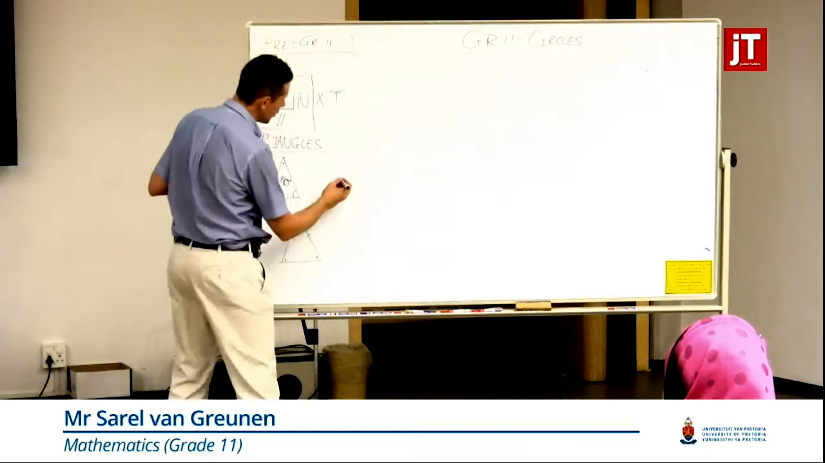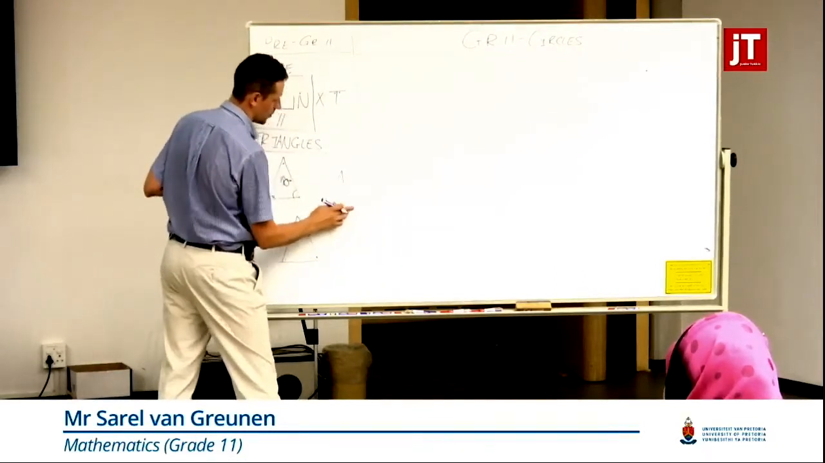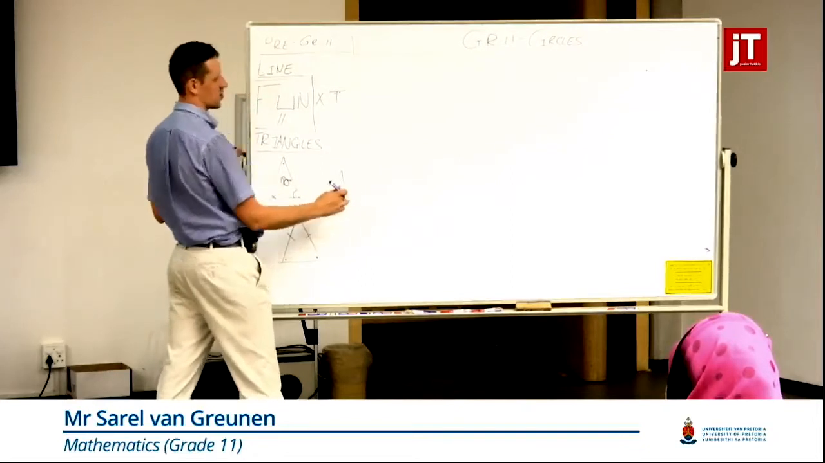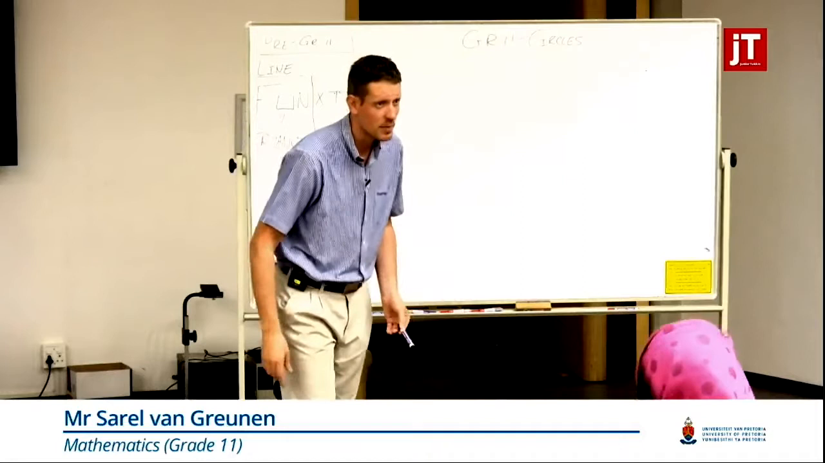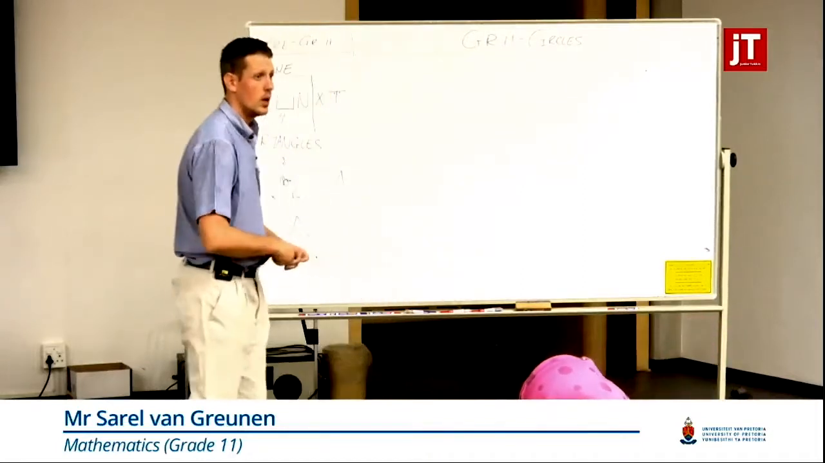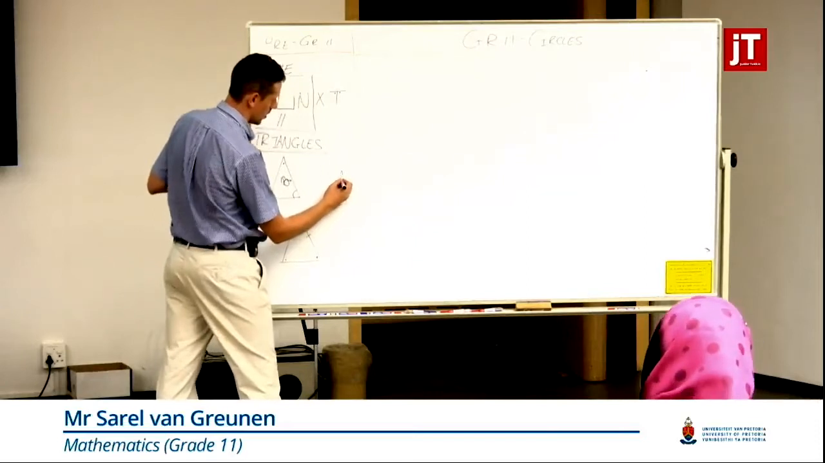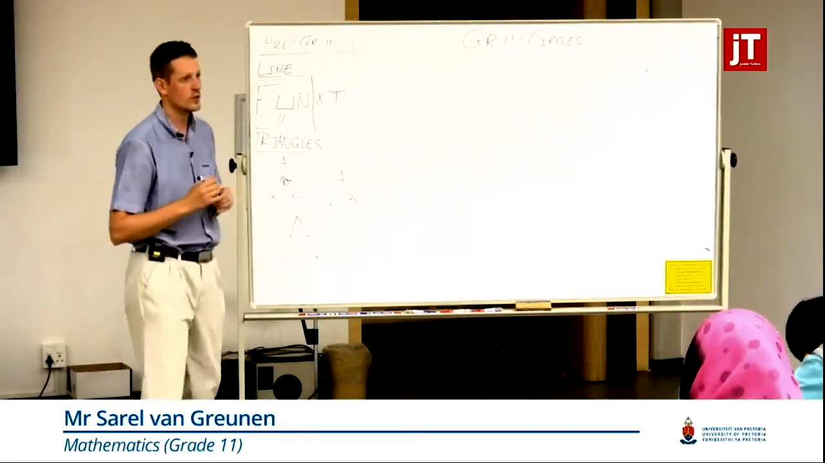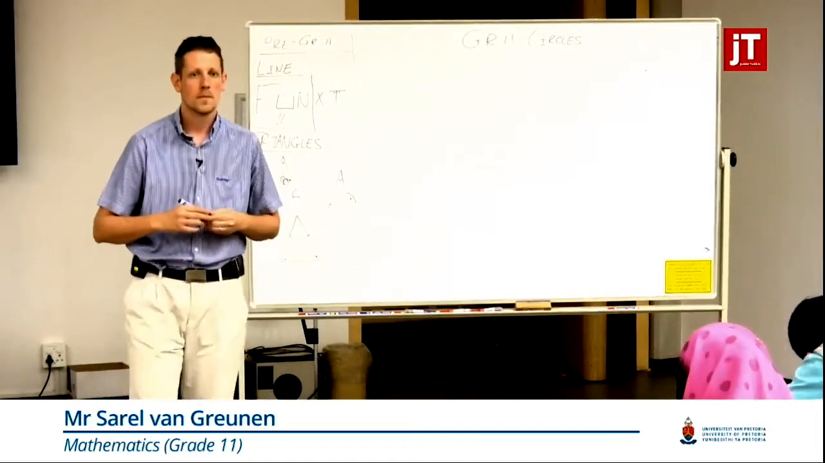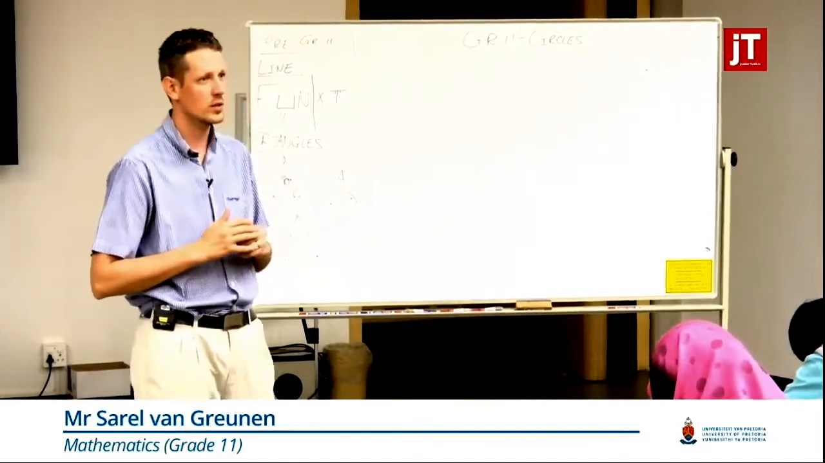Now, there is a third one that I would like you to put a nice little star next to it. Because you guys always forget about it. That the interior opposite angles, the sum of that is the exterior angle of the triangle. Don't forget about exterior angles of a triangle.